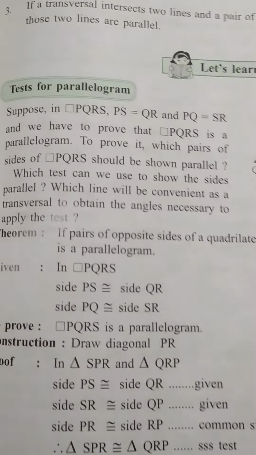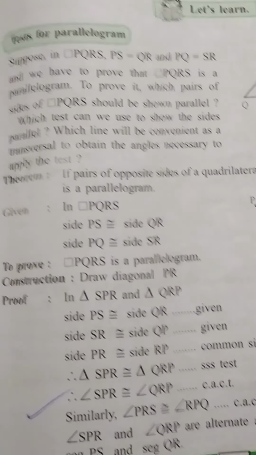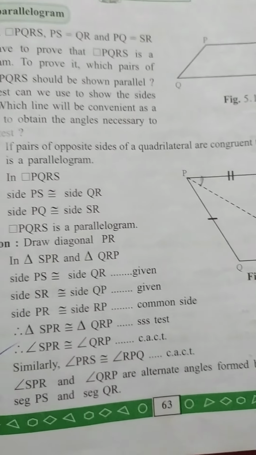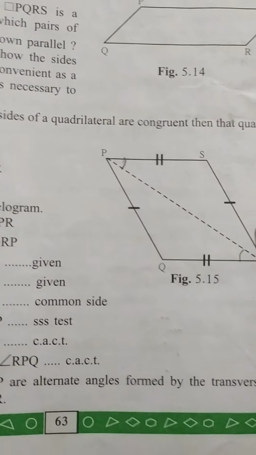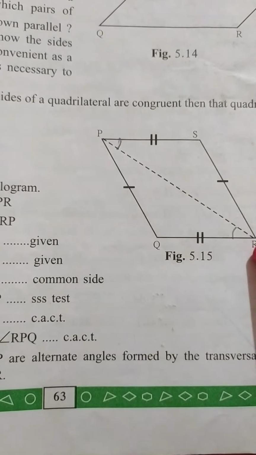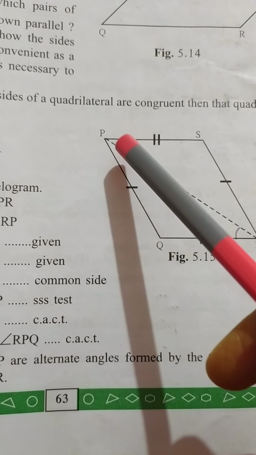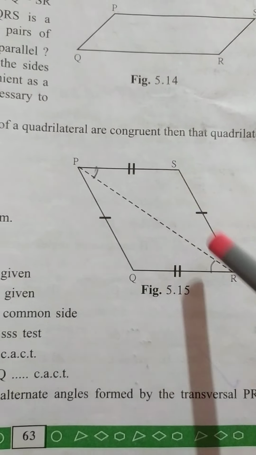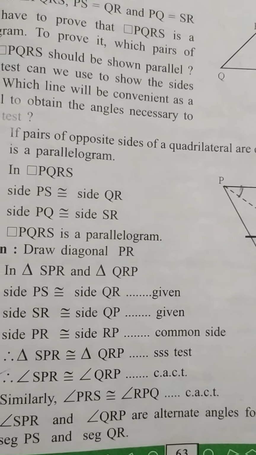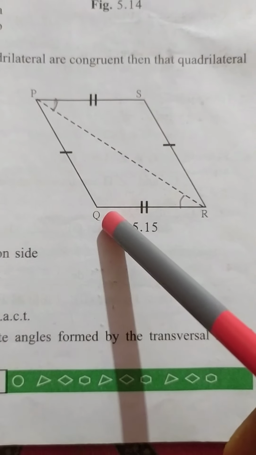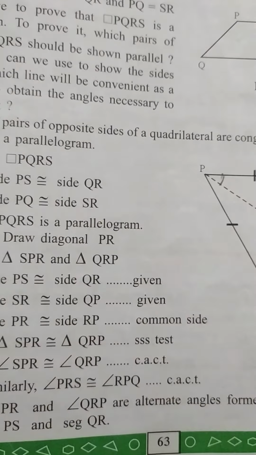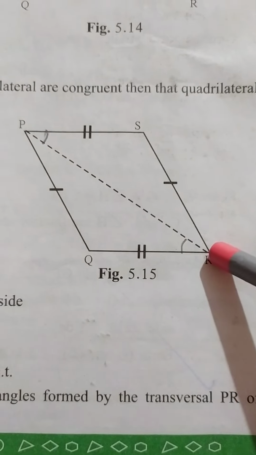Okay. We come to the first theorem here, page number 63. The theorem says: if pairs of opposite sides of a quadrilateral are congruent, then that quadrilateral is a parallelogram. Means you are given quadrilateral PQRS in which opposite sides PS is congruent to QR. Similarly, side PQ is congruent to side SR. This is what is given. What must you prove? We have to prove quadrilateral PQRS is a parallelogram. How do we do this? For construction, we have drawn the diagonal PR.